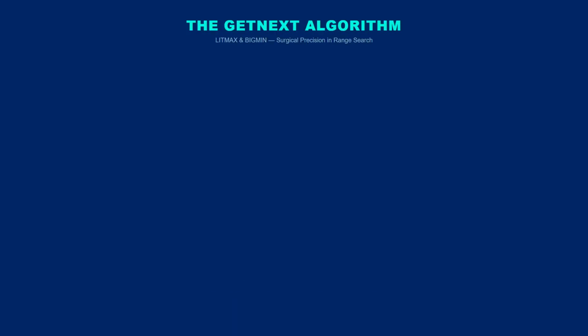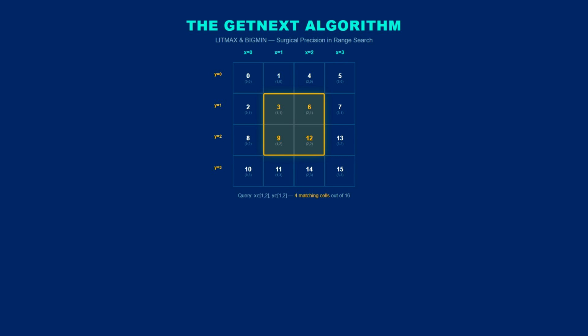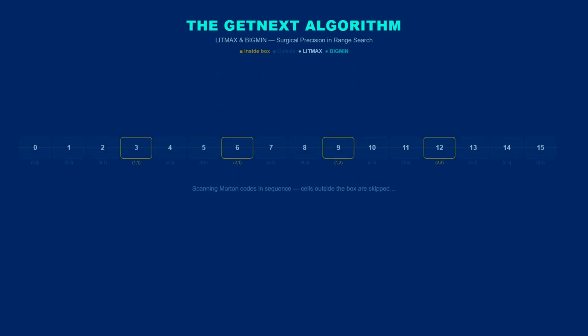Let's step into the getNext algorithm in detail. We start with a 4x4 grid, just 16 Morton codes. Our query box covers cells at X ∈ {1, 2}, Y ∈ {1, 2}, which translates to Morton codes 3, 6, 9, and 12. Now, watch the cursor scan from code 0. Codes 0, 1, and 2 are outside the box. We scan them quickly. Code 3 is inside. We have our first result.